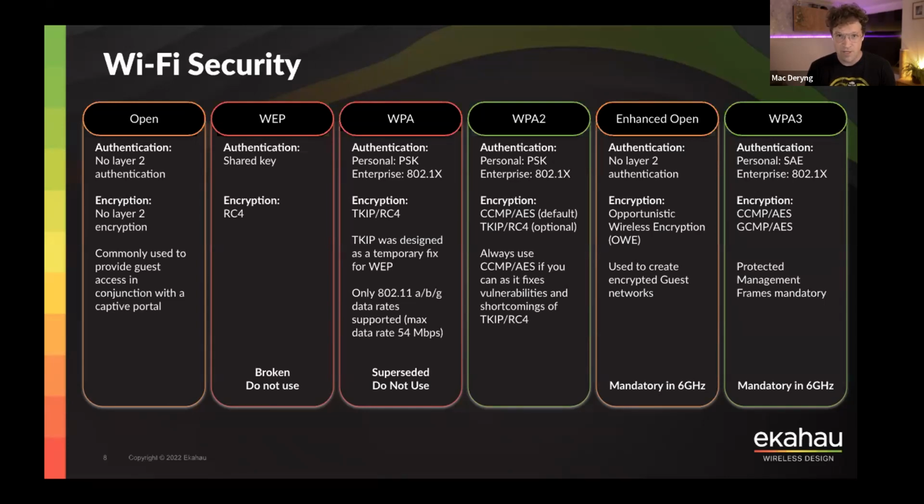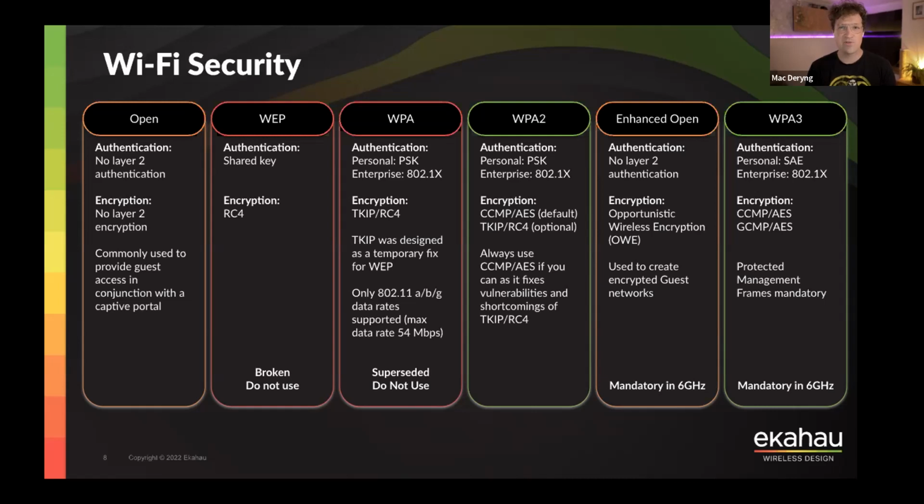What you want to stick to is CCMP AES encryption, which fixes pretty much all the shortcomings of TKIP. So it's still considered secure. It doesn't slow your network down, and it's the one to go for when you're using WPA2. So that's WPA2. And then we have something called Enhanced Open, quite recently introduced.